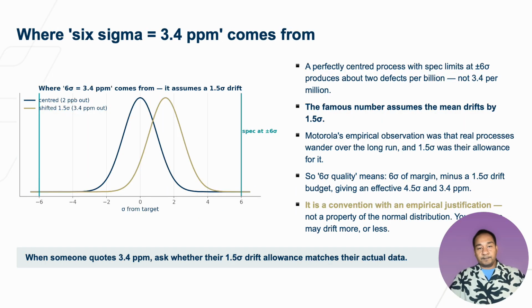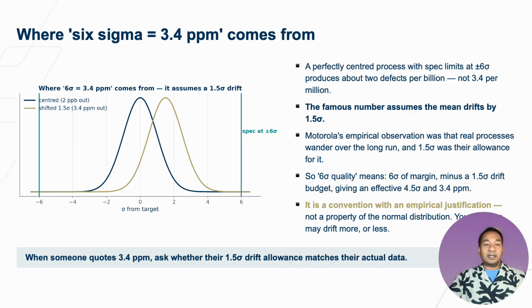A short detour, because you will hear this number for the rest of your careers. A perfectly centered process with spec limits at plus or minus 6 sigma produces nearly 2 defects per billion, not 3.4 per million. 2 per billion, a factor of 1000 better than the famous figure. Where does 3.4 come from? It assumes the mean drifts by 1.5 sigma.